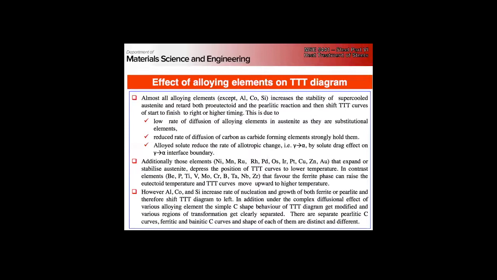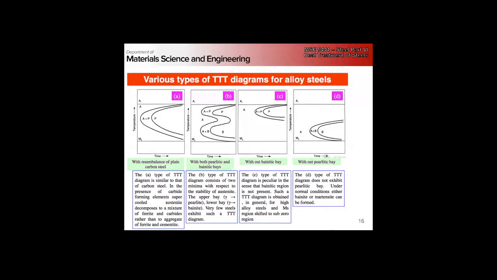So all of the alloying elements, with the exception of aluminum, cobalt, and silicon, technically increase the stability of the supercooled austenite, right? So that means we push these curves. If we're stabilizing the austenite, it's going to take longer to transform. So these curves get pushed to the right. So we have to hold for a longer time before we develop our product.